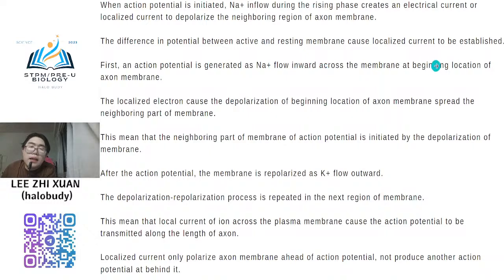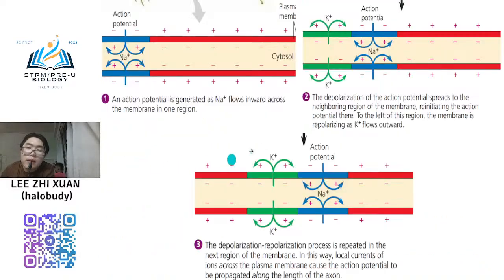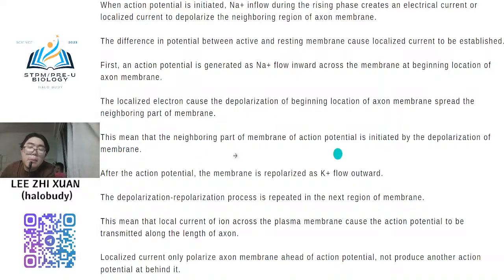Normally at the beginning location, the localized current will cause the depolarization of the beginning location, and this localized current will spread to the neighboring part of the membrane. In the neighboring part of the membrane, the action potential is initiated by depolarization of the membrane. After the action potential, the membrane is repolarized back to the resting state, right? So this depolarization and repolarization is repeated.